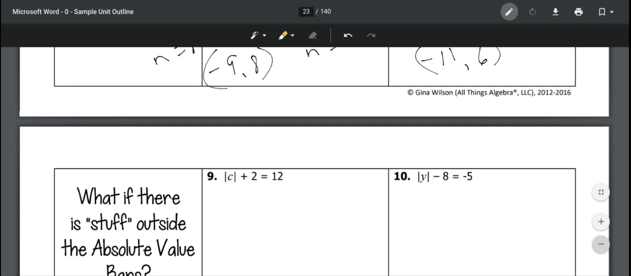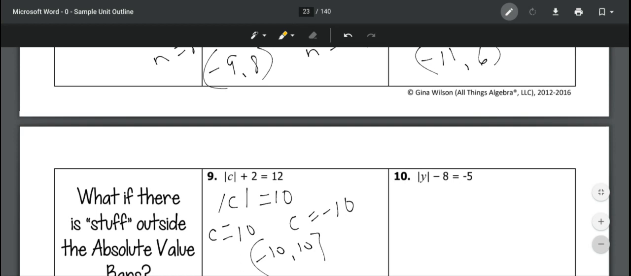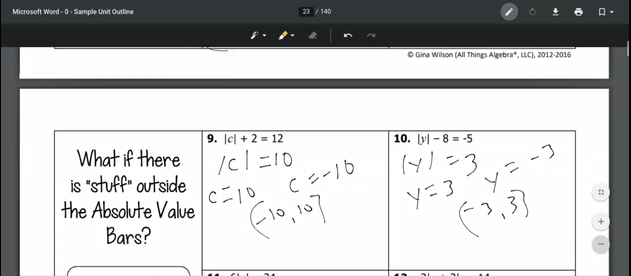So we would minus 2 on each side and get 10. And then we bring this down, and then we do what we did before. So C equals 10, C equals negative 10. So negative 10, 10 is the solution set. On this one, we're going to add 8, and that gives us 3. And so then we have y equals 3, y equals negative 3. Negative 3, 3 is the solution set.